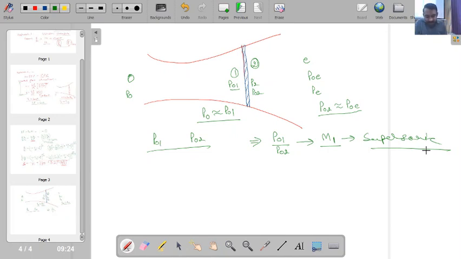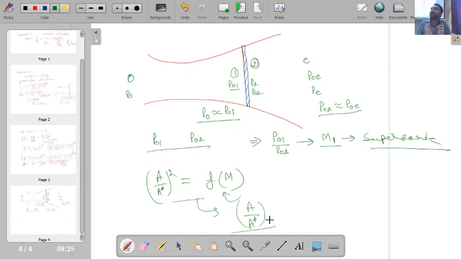Now I have this relation A by A star square equal to function of Mach number. This relation I am having, area Mach number relation. Now if I know the Mach number, then I can substitute this into this area Mach number relation, and from this, because I will be getting two solutions, one for subsonic, one for supersonic, so I can choose the supersonic solution to calculate the value of A by A star.